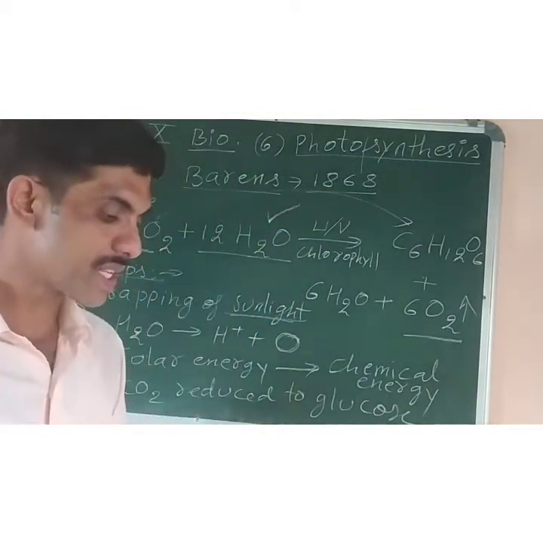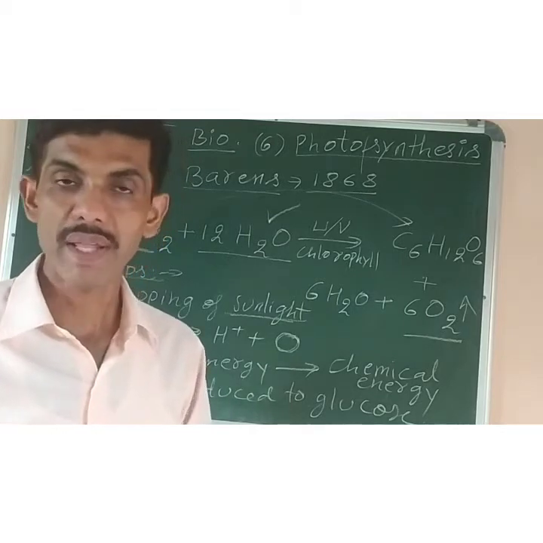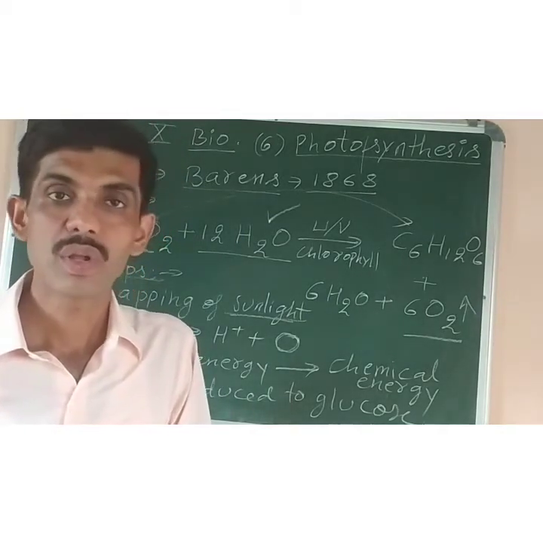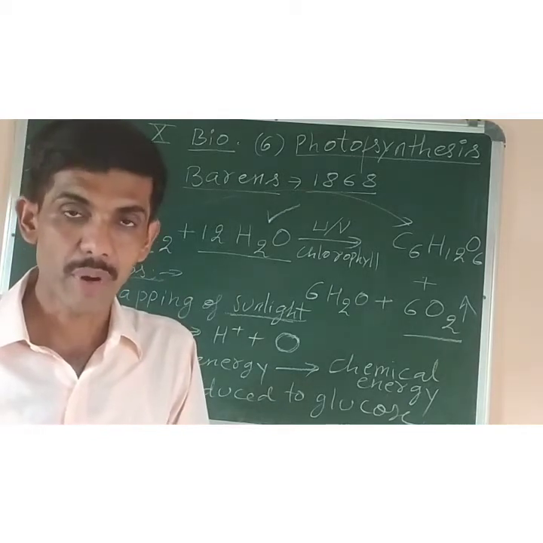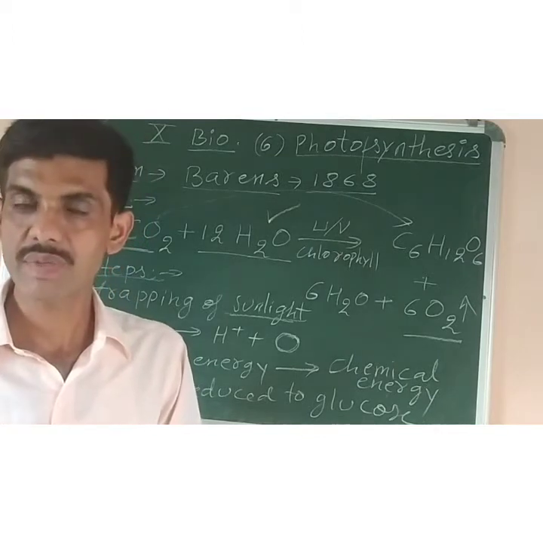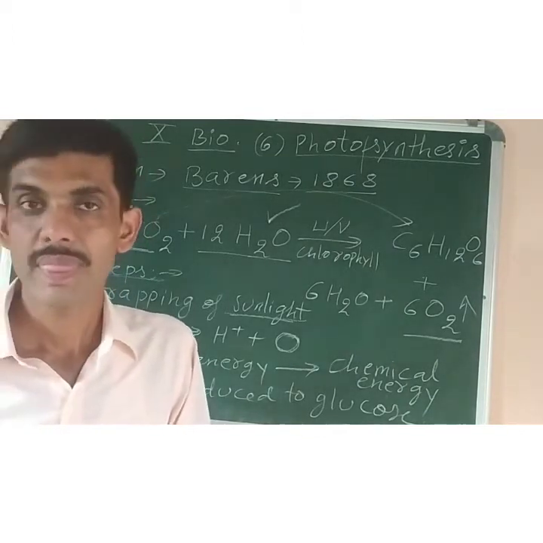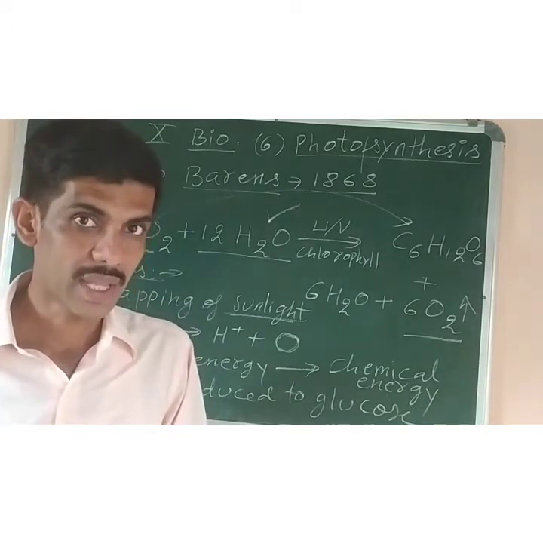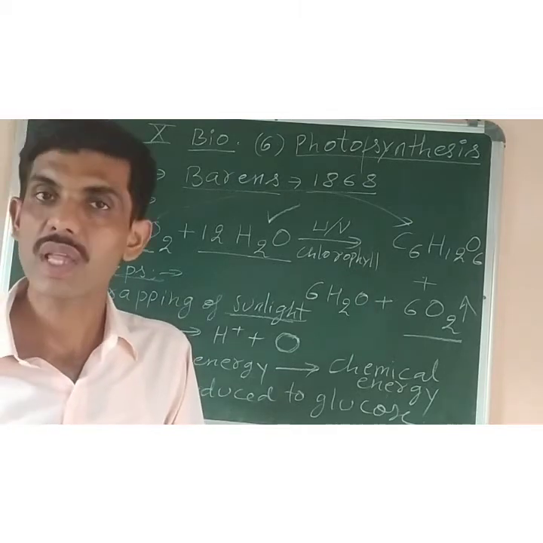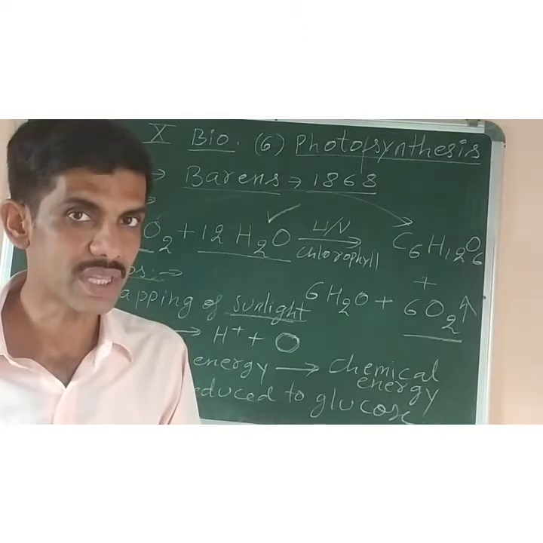Now the water which is required for photosynthesis is absorbed from the soil by the roots of the plants, and then it is supplied through the xylem vessels. From the xylem of the roots it is transported to the xylem of the stems, and from the xylem of the stem the water molecules are transported to the veins of the leaves, that is the xylem of the leaves, and from there it is distributed to all the leaf cells, and then it will reach the site of photosynthesis also.